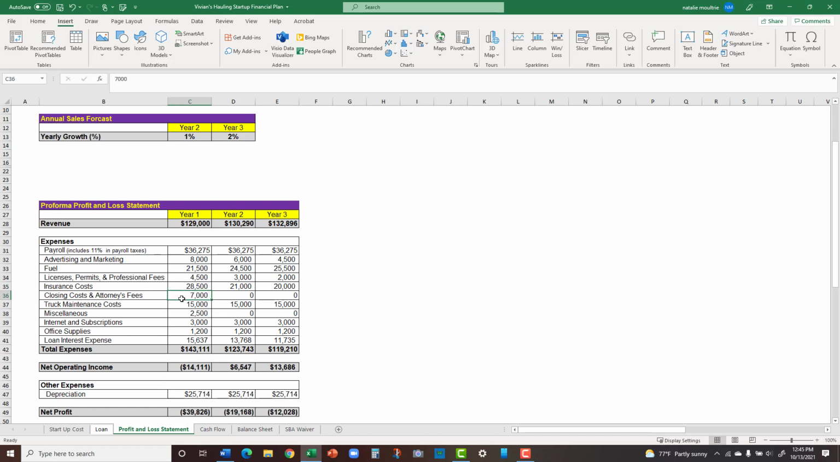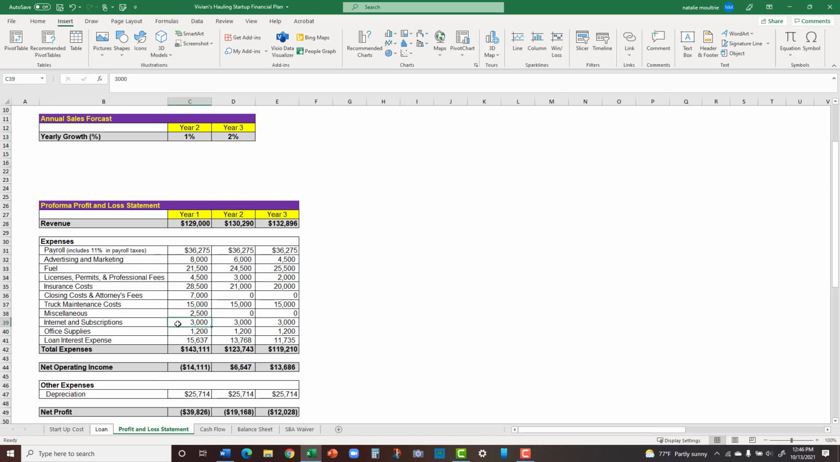All right, closing costs and attorney's fees. This is what it costs you to close on your loan. So the first year you have that, and you'll notice that the second and third year you shouldn't have this expense. Maintenance. This is another big one. Miscellaneous costs. The first year we kind of said we have some miscellaneous costs.